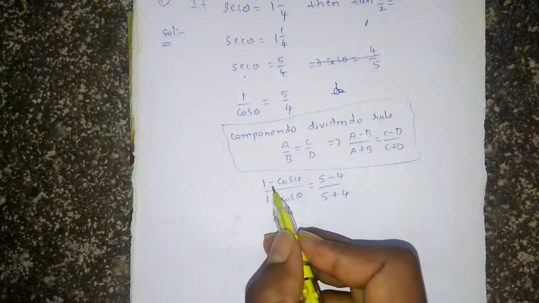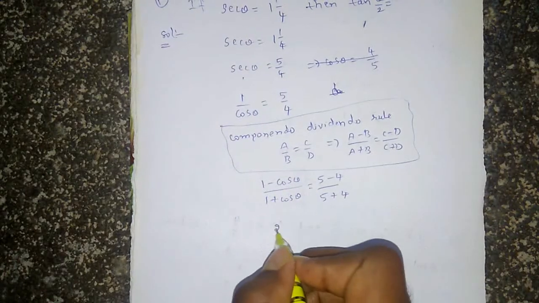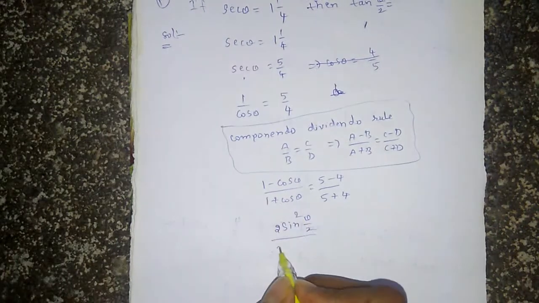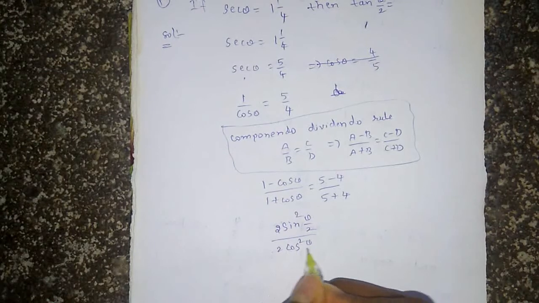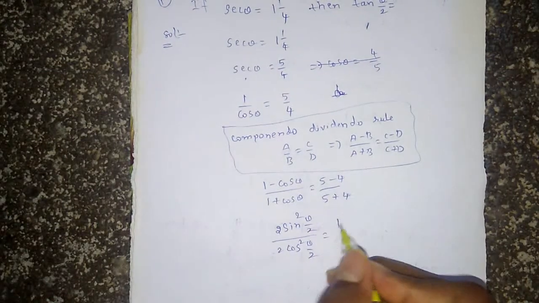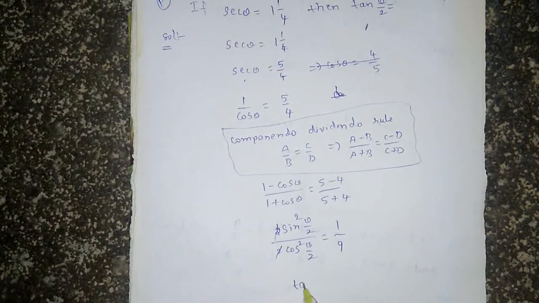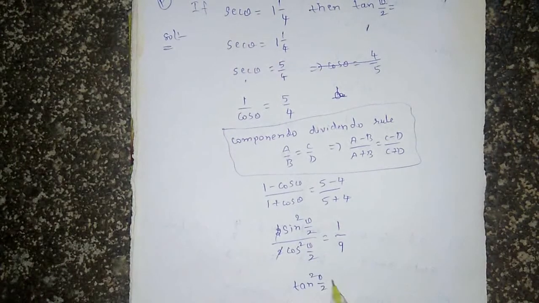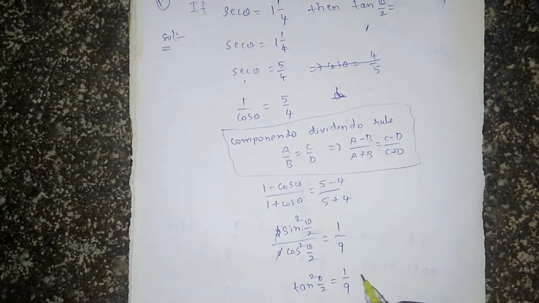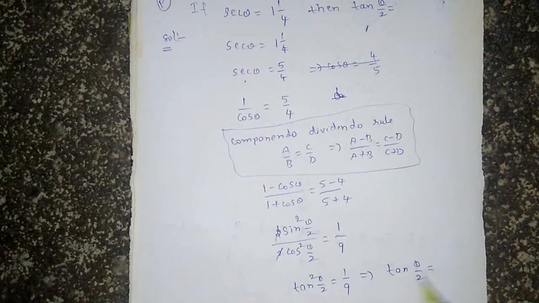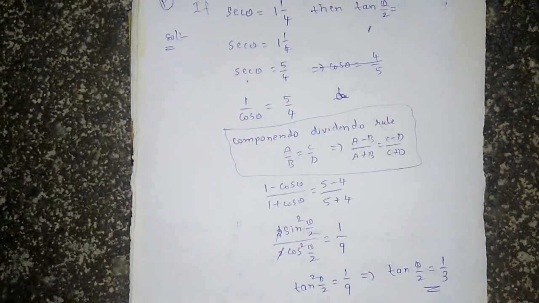Okay, this is submultiple angles. 1 minus cos theta is equal to 2 sin square theta by 2. 1 plus cos theta is equal to 2 cos square theta by 2. 5 minus 4 is 1, 5 plus 4 is 9. 2 gets cancelled. Sin square by cos square is equal to tan square theta by 2, that is equal to 1 by 9. Apply square root on both sides, implies tan theta by 2 is equal to 1 by root 9, that is equal to 1 by 3.